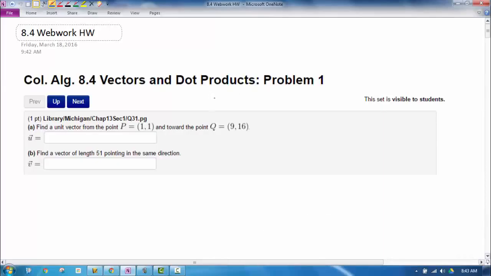Okay, this is 8.4 homework help. The first problem says find a unit vector that goes from the point P to the point Q. So first of all, I'm going to find the vector PQ. To find the vector PQ, I'm going to do head minus tail rule.